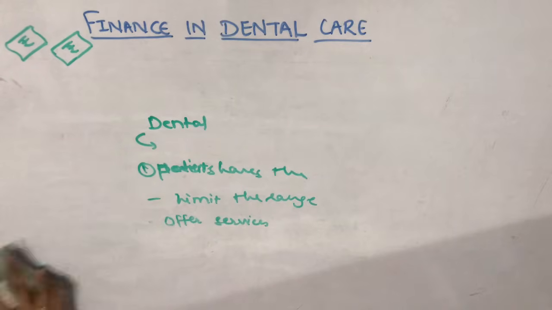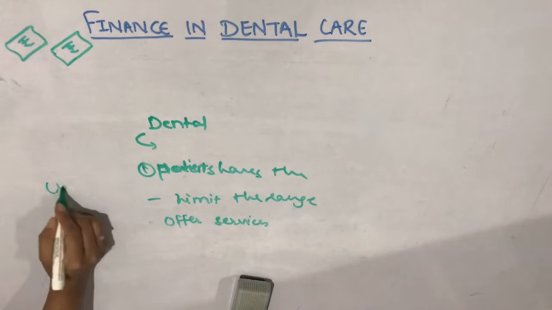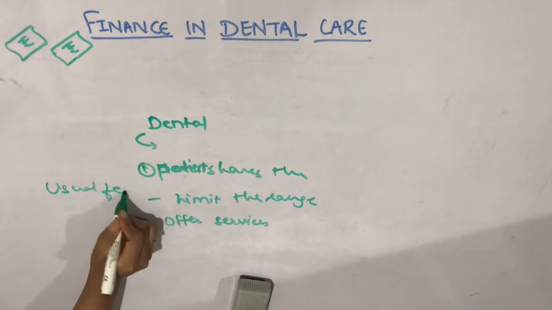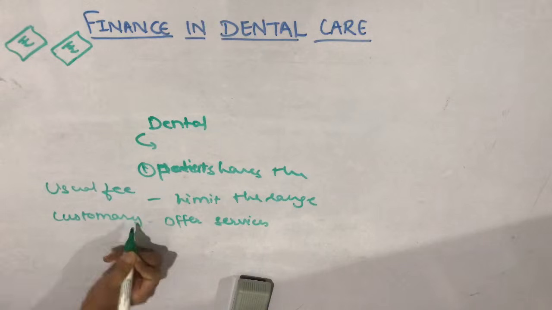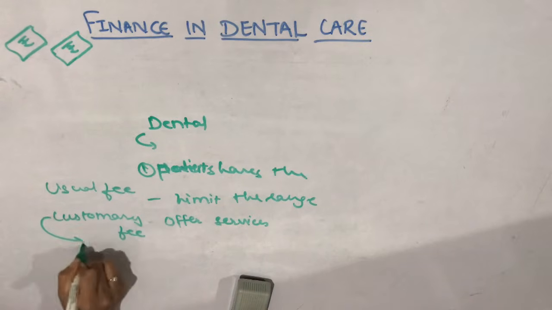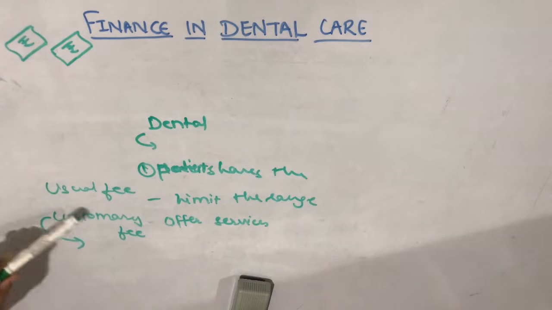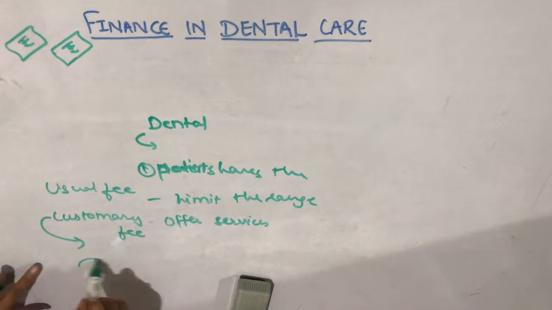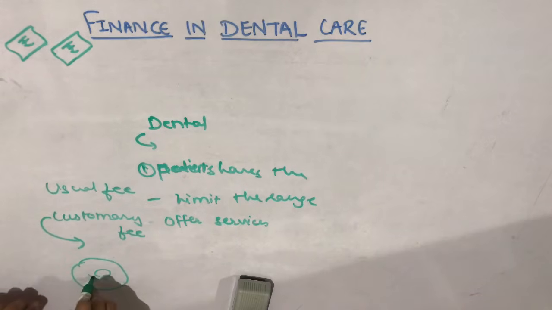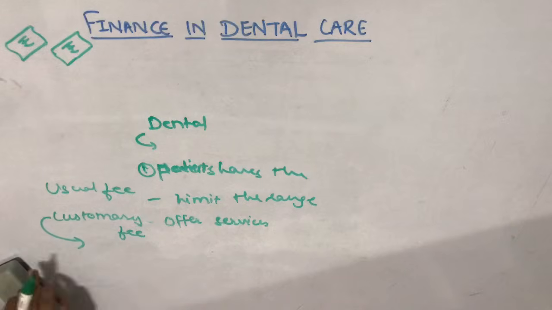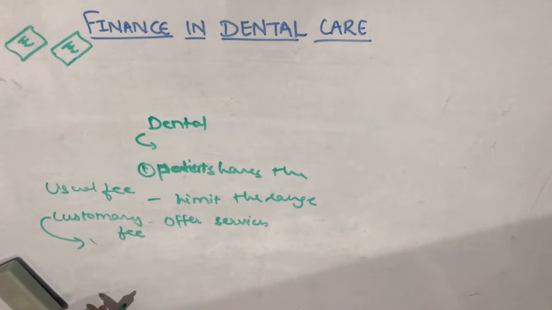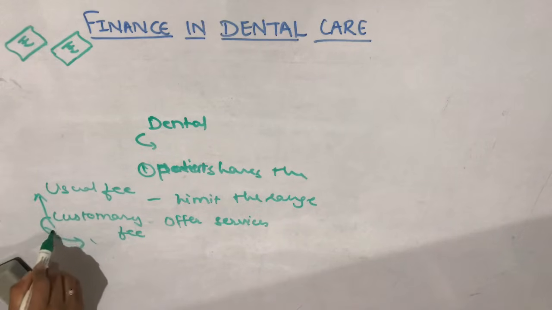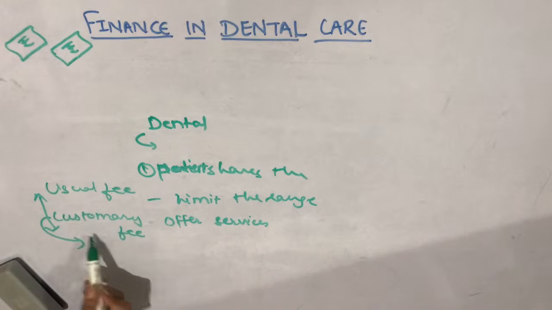So what are the methods of reimbursement? It can be the usual fee, the fee that the dentist usually charges. Then there is the customary fee, which is the fee of dentists other than the usual; for example, if many other dentists are working in that area, their cost is considered in customary fees. And the last one is the reasonable fee. A fee is reasonable if it meets these two criteria, the usual and the customary fees.